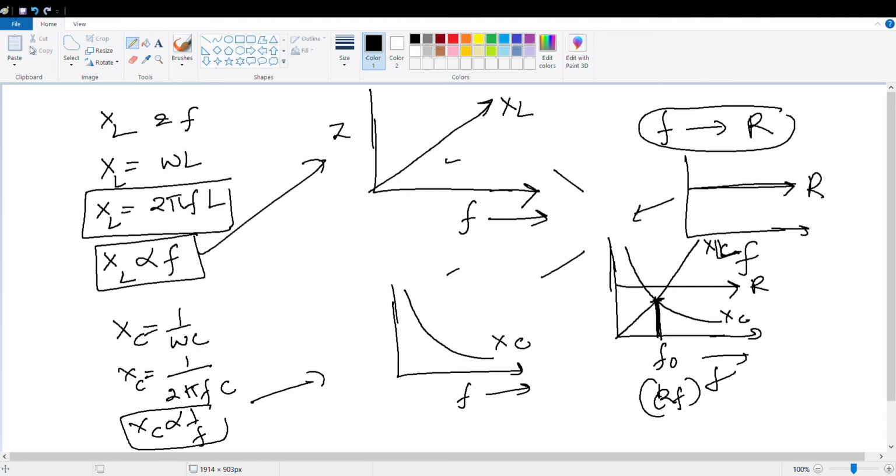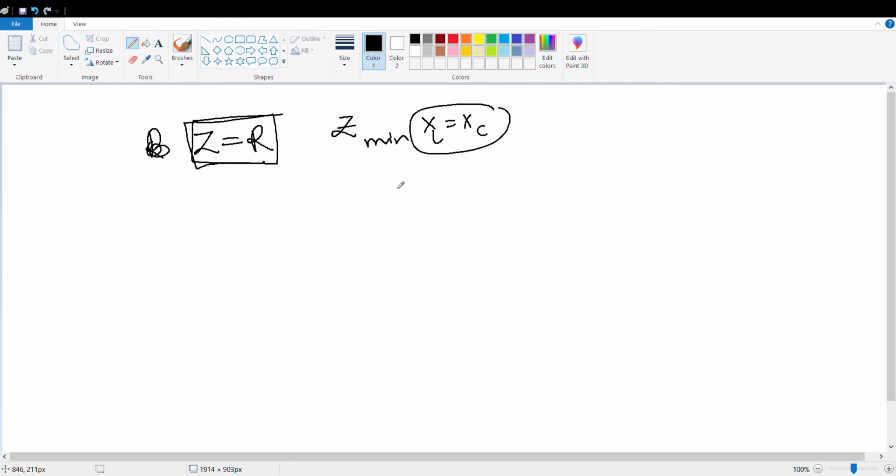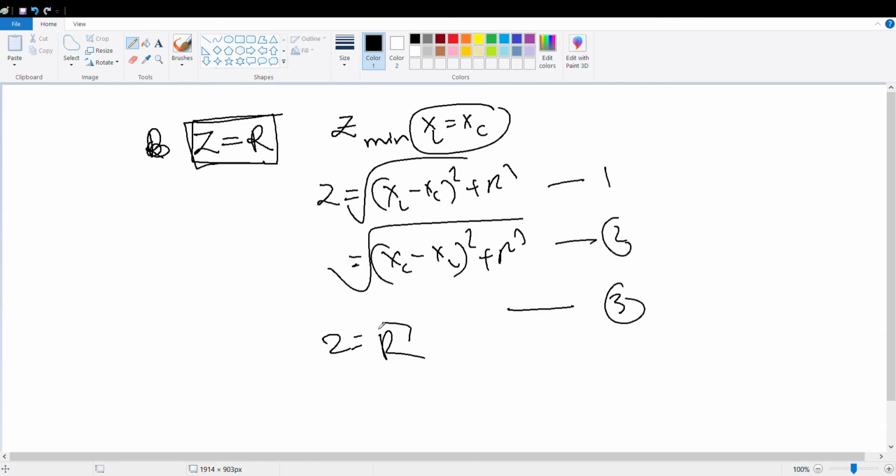Similarly, now when I'm saying that your Z is minimum when XL equal to XC. Yes or no? And Z can be the square root of (XL minus XC) whole square plus R square, or Z can be the square root of (XC minus XL) whole square plus R square, or Z can be R. Out of these three values, which one is the lowest value? This is the lowest value or not?